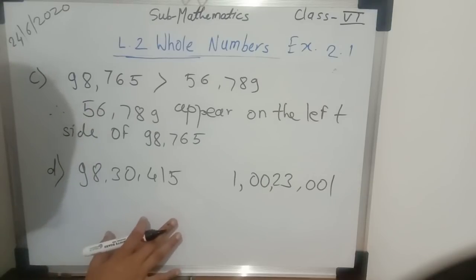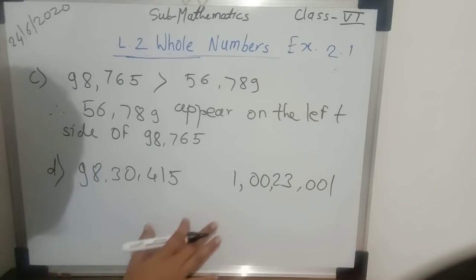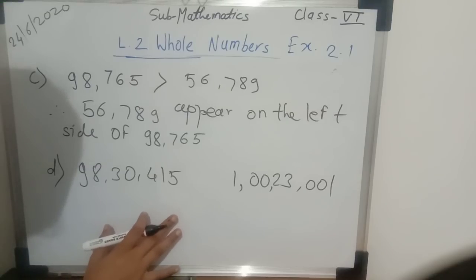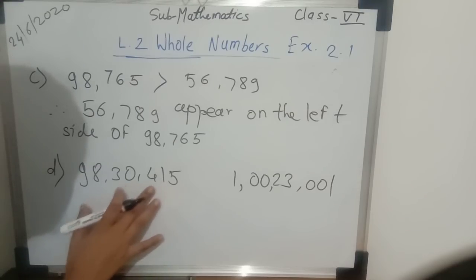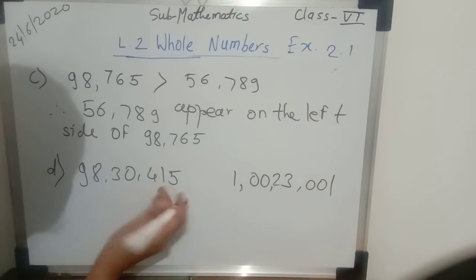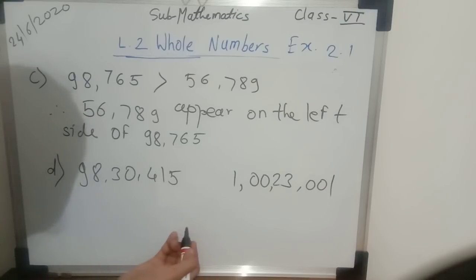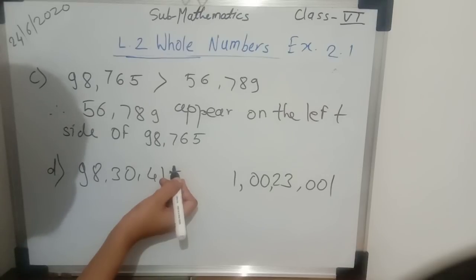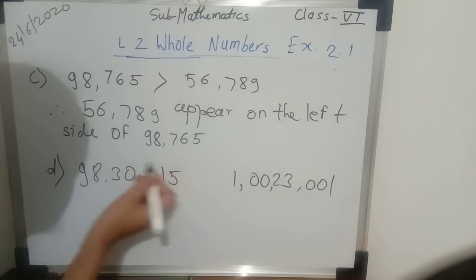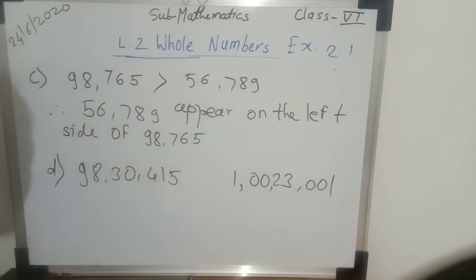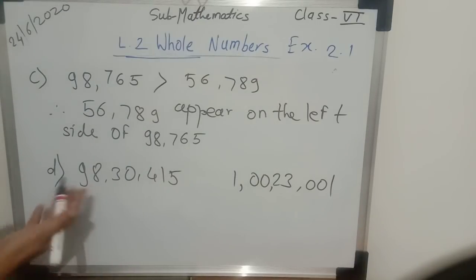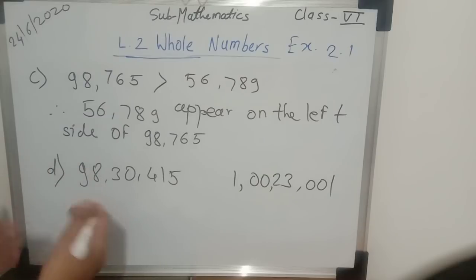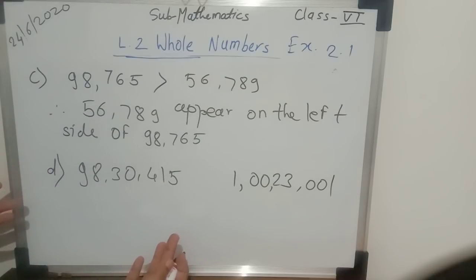So if commas are not there, you have to put the commas in the correct places. If you are not understanding where you have to put the comma, as I said before, you can write the initial letter of the place names and then you can put the comma. Okay, so here we can easily say, from reading this number, which number is greater.